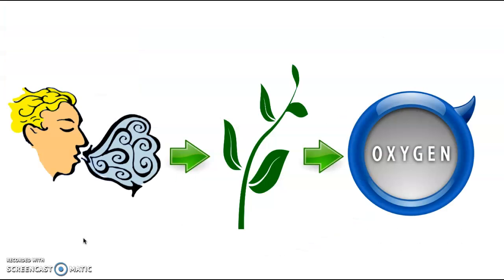Animals, including humans and even fish, need oxygen to breathe. When we breathe out, we exhale carbon dioxide. It would be dangerous for us to breathe in too much carbon dioxide. But luckily, a plant takes our carbon dioxide and converts it back into oxygen during photosynthesis. It's so cool.